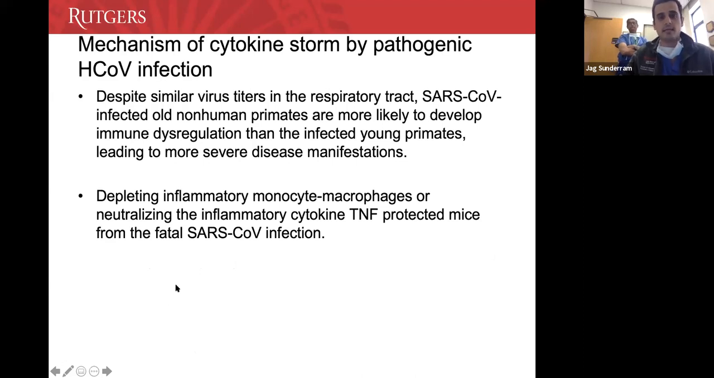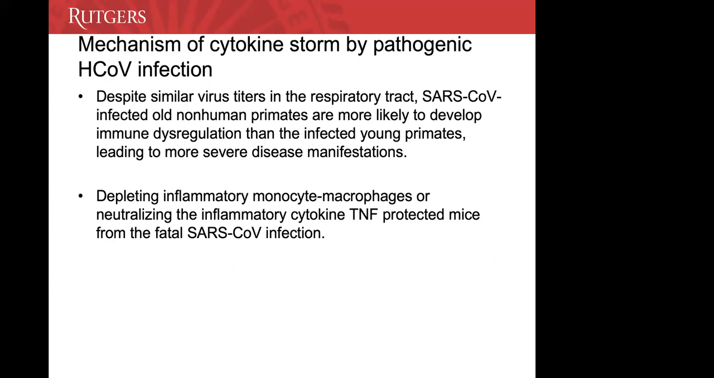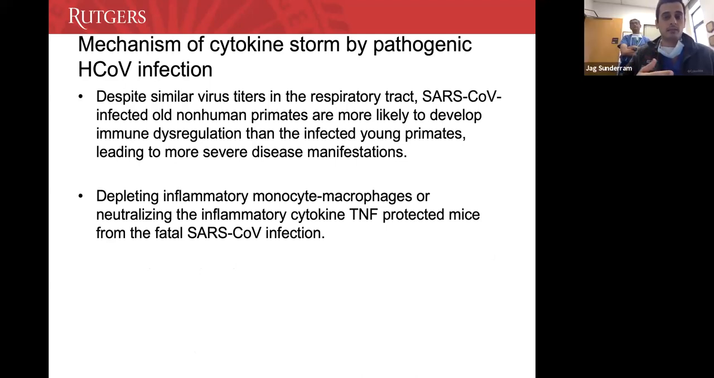The interesting thing that I found is that despite similar virus titers in animals who are non-human primates that are old and young, inflammatory response was worse in older non-human primates, meaning that older animals tend to get a worse inflammatory response to COVID-19. And in mice, depleting the TNF alpha inflammatory cytokine actually protected the mice from the fatal reaction to the COVID-19 virus. So this really highlights the role of the inflammation and the role it plays in the morbidity and mortality of these patients.